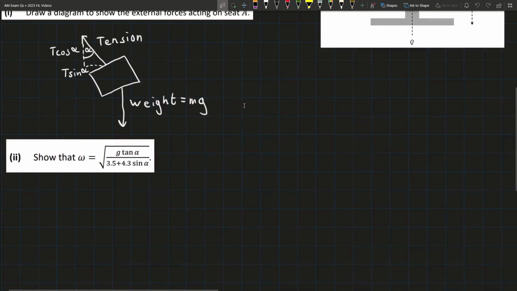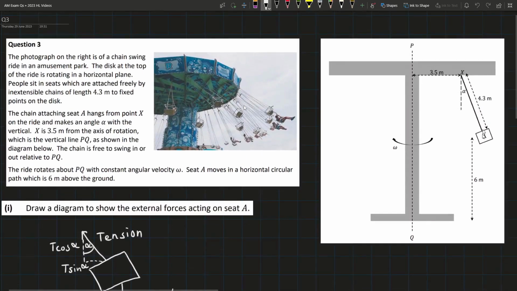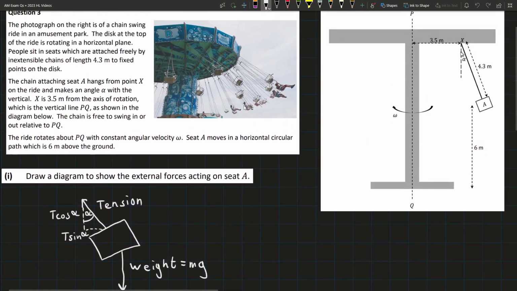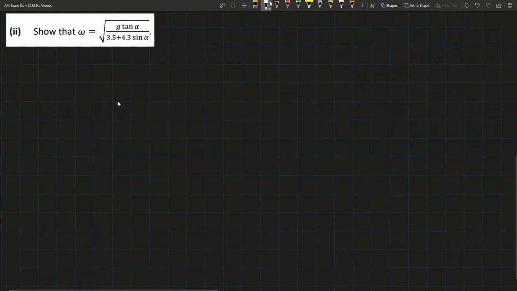But I'm going to just be referring to them. So the first thing we need to do is find, well, seat A, what's the radius? What's the distance from seat A to the middle? Because if something's moving in horizontal circular motion, we need to know how far away from the middle it is. How can we figure this out? Well, we have a right angle triangle here in the diagram. If I just extend this down, we know the hypotenuse is 4.3, and we know that we have that angle alpha there.